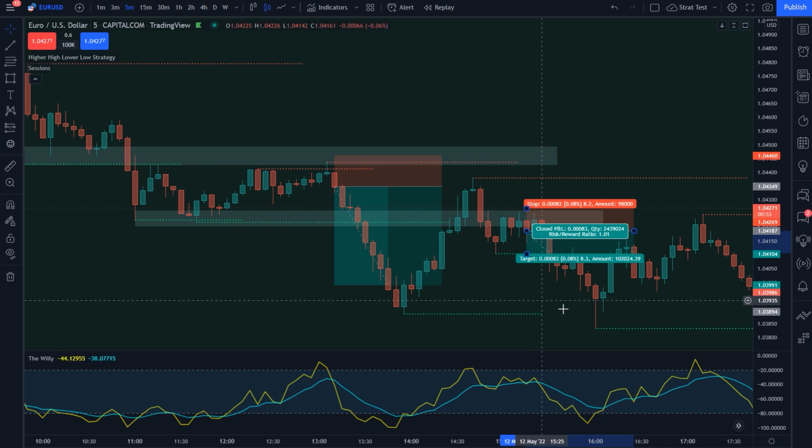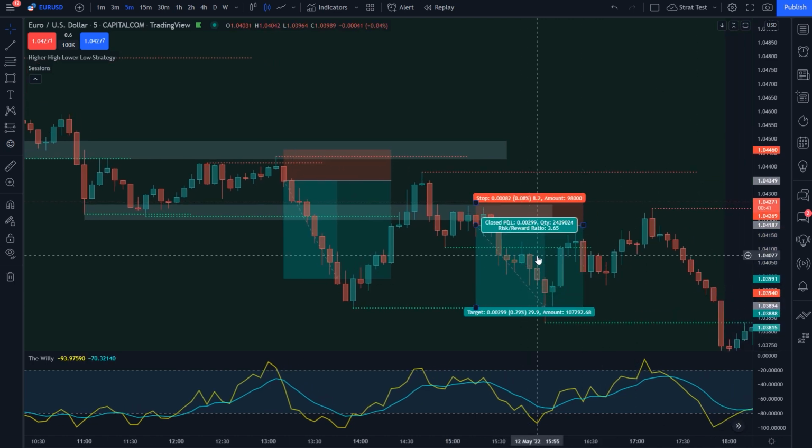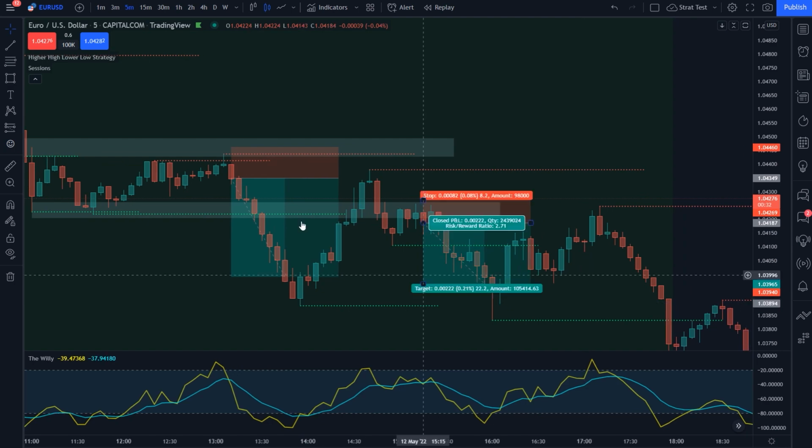Take profit, well, first we can try the previous low, it is above a ratio of 1:1, and again I stay in the trade till the Willy is crossing to the upside. And this happens at this candle here. So I close the trade with a ratio of 1 to 2.7.